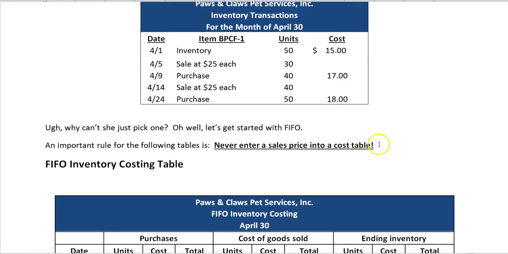These tables are cost tables. As being a cost table, there's one rule that you never do with a cost table. You never put a sales price into a cost table. This will throw off every table that you do. So it's the most important rule before we begin. Never enter a sales price into a cost table.